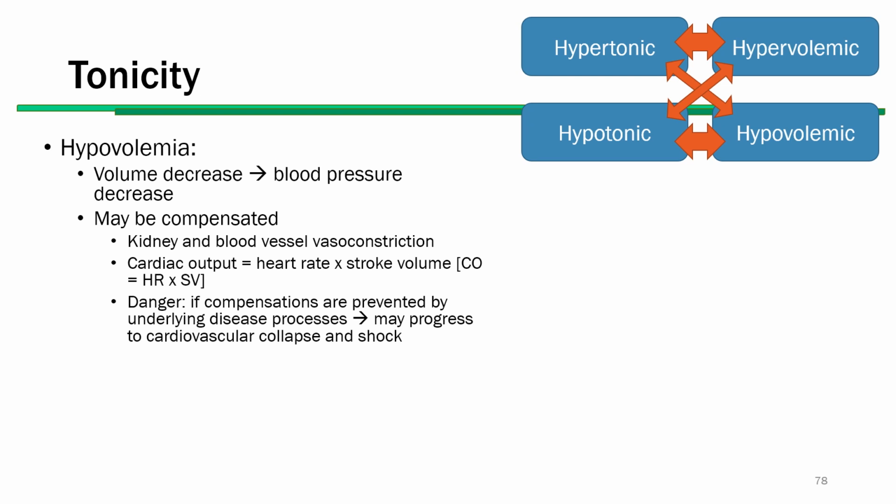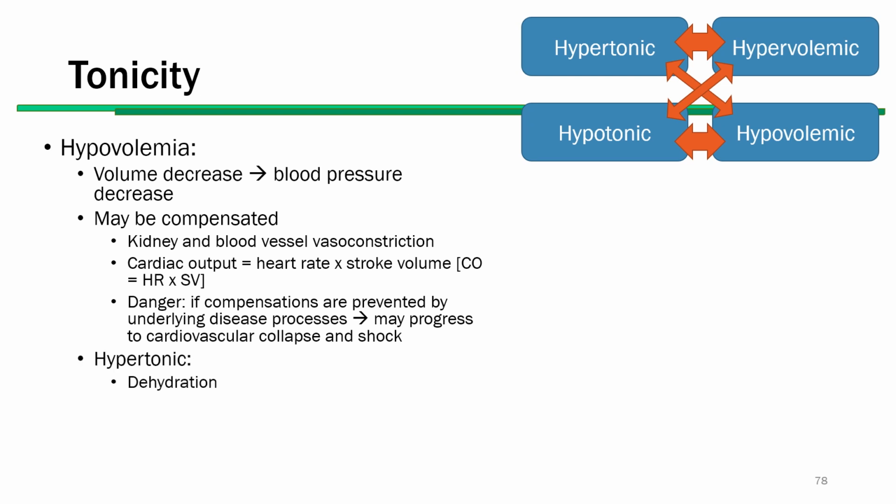But there's a danger if those compensations are prevented by an underlying disease process. So if there's an underlying disease process that's preventing the heart rate from going up, or if it puts too much stress on the heart, or if there's a problem with the kidneys and they can't vasoconstrict, or the blood vessels can't vasoconstrict, this hypovolemia could progress far enough that there can be cardiovascular collapse and shock because there's not enough fluid to maintain that system.